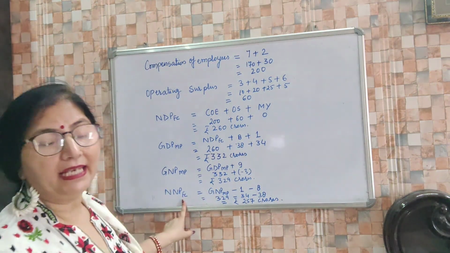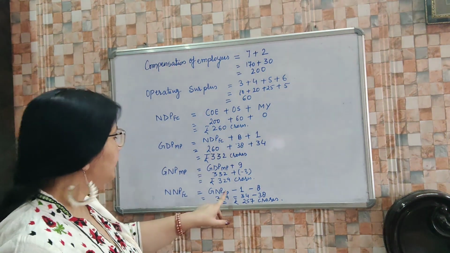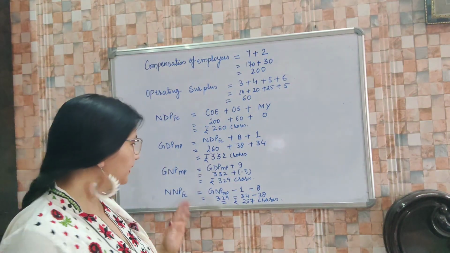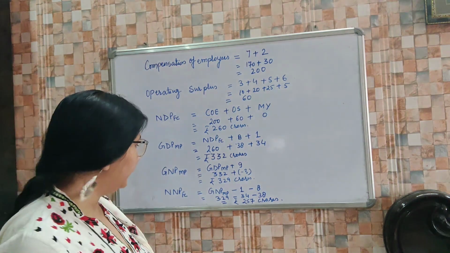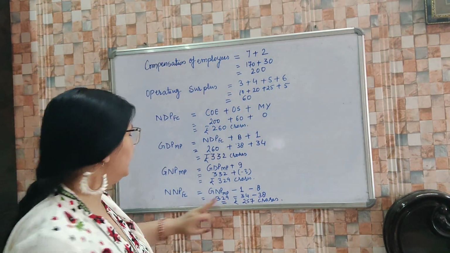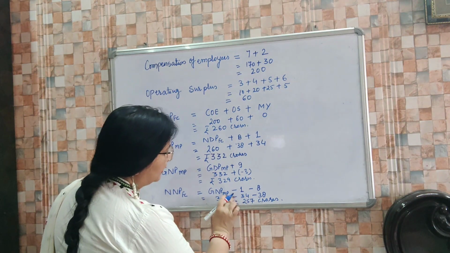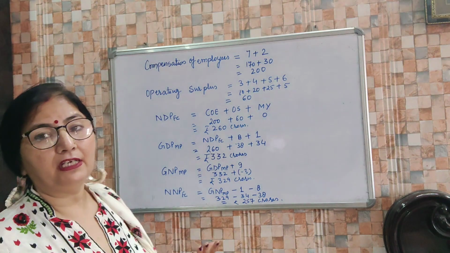Now NNP at FC, the last thing which we have to calculate in this question, is GNP at MP minus number 1 minus number 8, that means consumption of fixed capital and NIT we will be subtracting. So 329 minus 34 minus 38, that will become 257 crores.